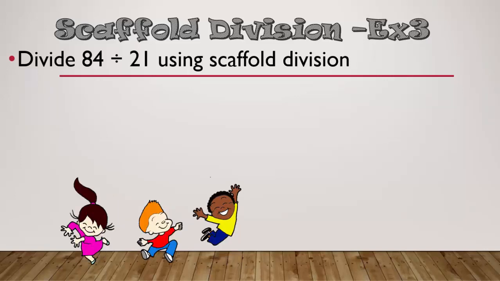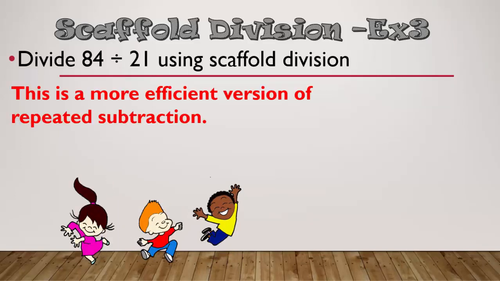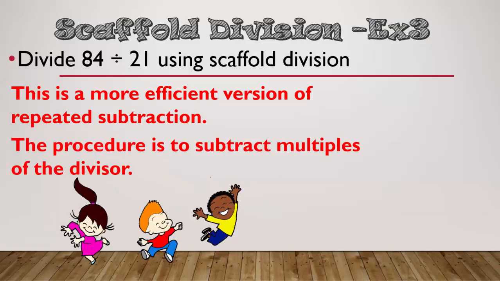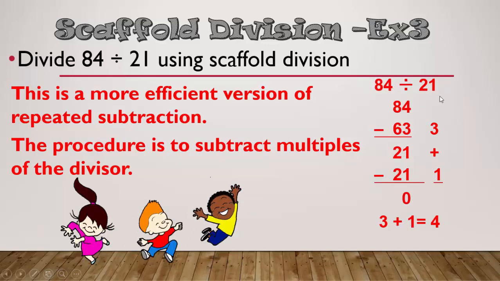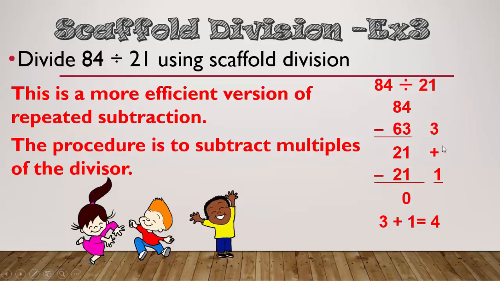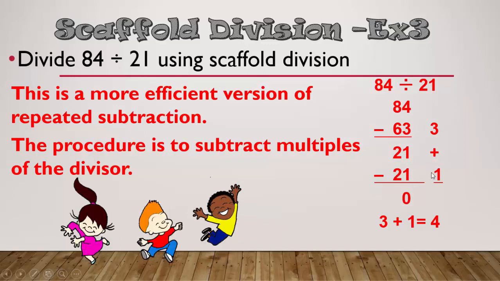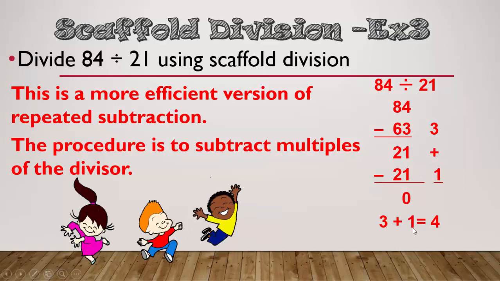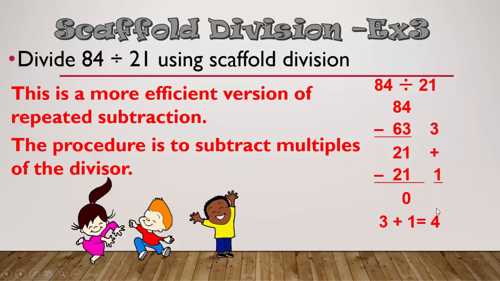Reviewing what we did on the whiteboard, this is a more efficient version of repeated subtraction. The procedure is to subtract multiples of the divisor. So here we have 84 divided by 21. I chose 3 to multiply 21 by, and I got 63. I put the 3 on the side here. I subtracted. I got 21. Then 1 times 21 is 21. Subtracted, got 0, and then added up the side here. 3 plus 1 is equal to 4. And that's how many times 21 goes into 84.